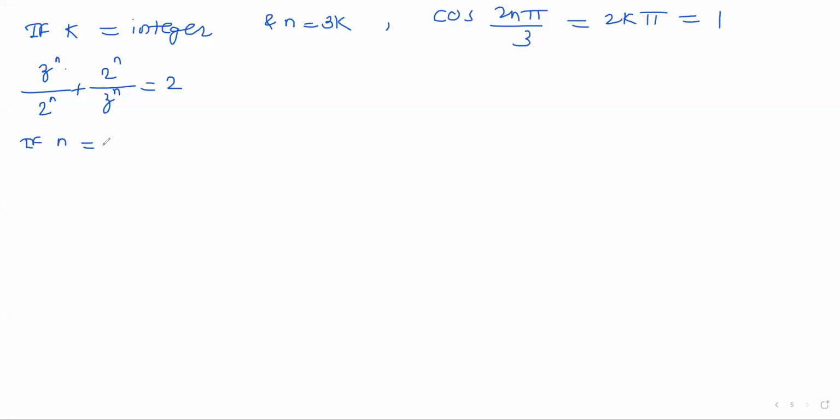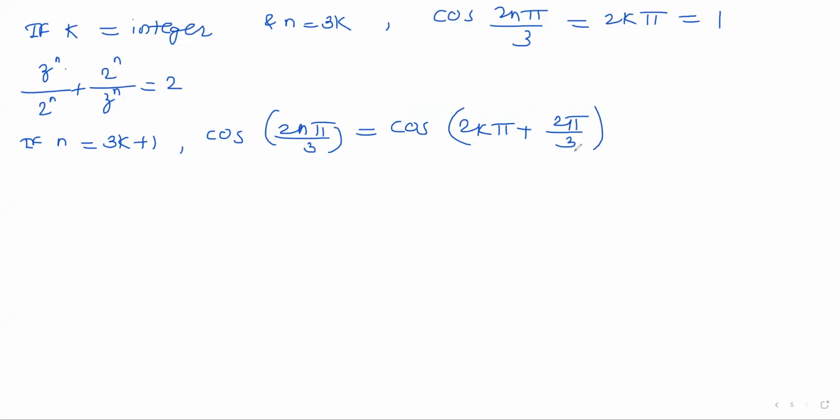if n is equal to 3k plus 1, n is equal to 3k plus 1 we are taking, so what will you get? cos of 2n pi by 3 will become cos of 2k pi plus 2 pi by 3, but that is nothing but cos of 2 pi by 3, right? And that is nothing but -1/2. Why do we do this? Because we have to show that their addition comes to 0, this is -1/2, right?